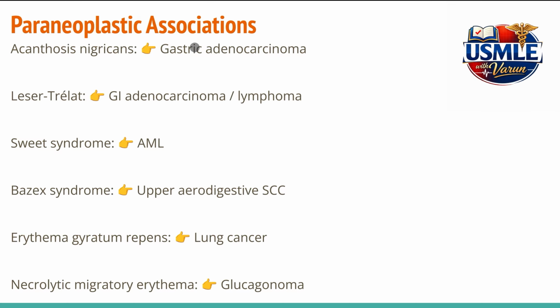For example, acanthosis nigricans is linked to gastric adenocarcinoma. Sweet syndrome is linked to acute myeloid leukemia. Leser-Trélat sign could indicate gastrointestinal adenocarcinoma. Necrolytic migratory erythema is linked to a pancreatic tumor like glucagonoma. Erythema gyratum repens might indicate lung cancer. Bazex syndrome might indicate upper aerodigestive squamous cell carcinoma. So these associations are frequently tested on the exams. The most important of these is the Leser-Trélat sign, which is very high yield.